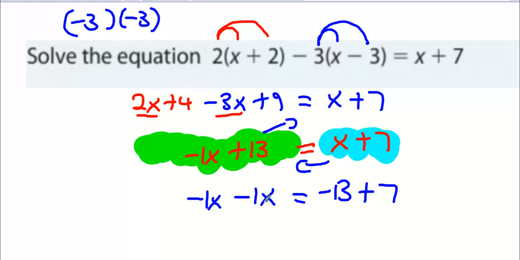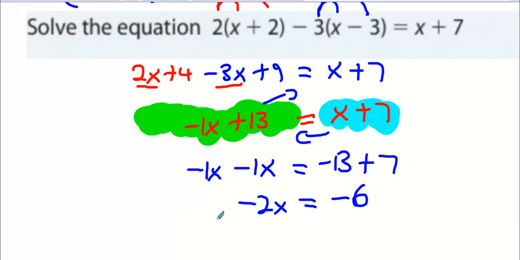Now, what's minus 1x minus 1x? Minus 2x. Okay. What's minus 13 plus 7? Minus 6. Okay, and what do I do with the minus 2? How do you know to divide that? You're right, but how did you know? See the way there's nothing between the minus 2 and the x? That means it's a multiplier, which means the opposite of multiplying is dividing. And what do you guess the answer is? There you go. Good job.